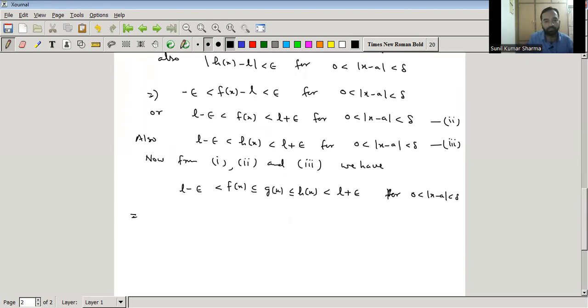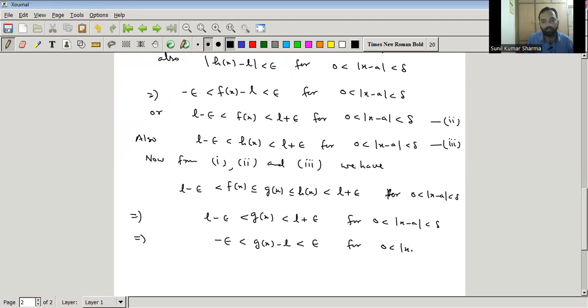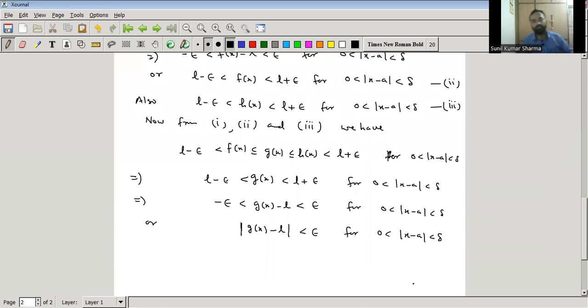So this implies g of x lies between L minus epsilon and L plus epsilon for 0 less than mod x minus a less than delta. This implies minus epsilon is less than g of x minus L is less than epsilon, or mod of g of x minus L, using the definition of mod, is less than epsilon for 0 less than mod x minus a less than delta. And if mod g of x minus L is less than epsilon, this implies by the epsilon delta definition of limit, we get limit x goes to a, g of x is also equal to L. Hence the proof.